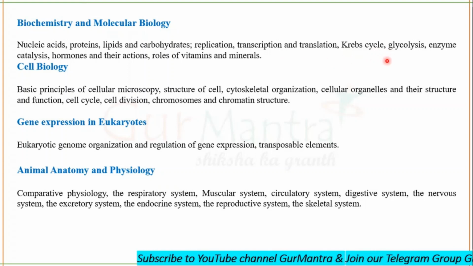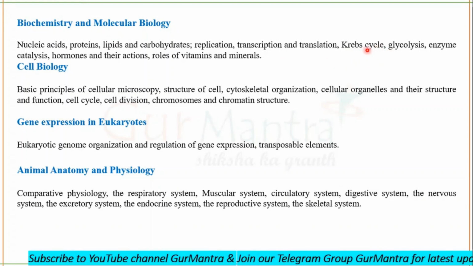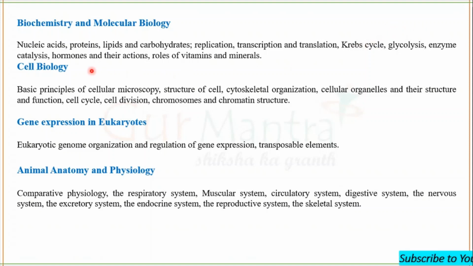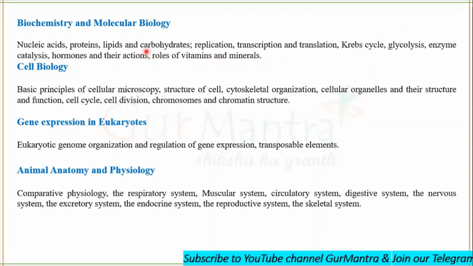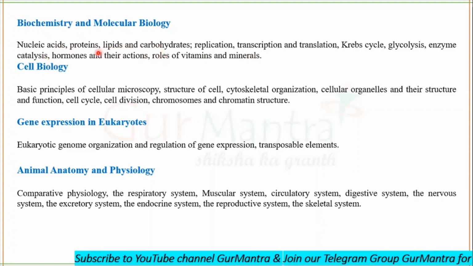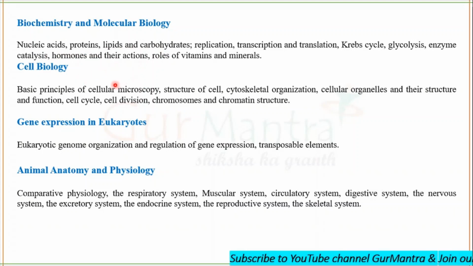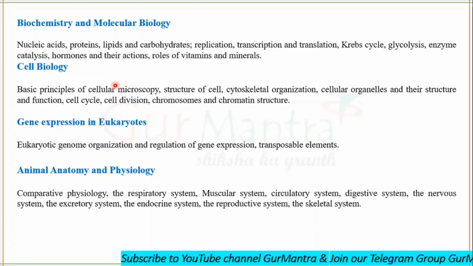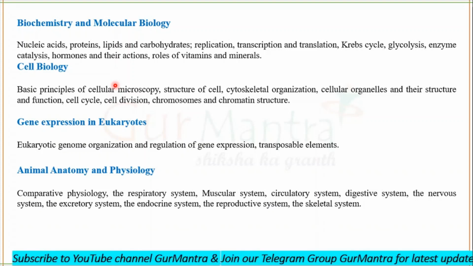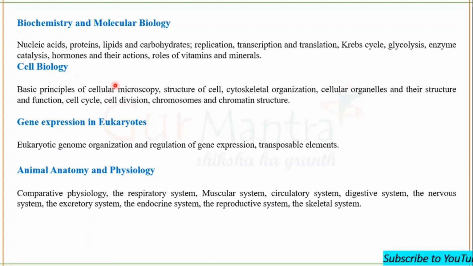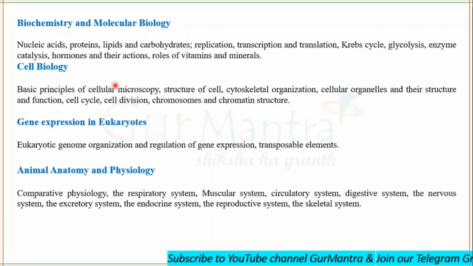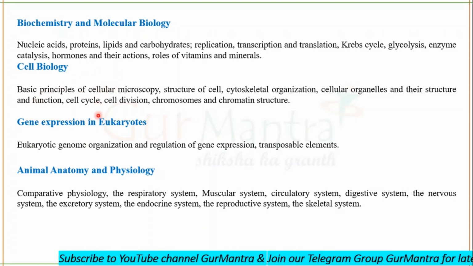This is again the common portion between botany and zoology, like Krebs cycle, glycolysis, enzyme catalysis, hormones and their actions, roles of vitamins and minerals. But here we will be studying the hormonal role in animals. We will be studying the animal hormones. Okay, the cell biology includes the cell structures, cellular organizations, cellular organelles, their structure, function, cell division, chromosome, and chromatin structure. Very basic, very easy unit.